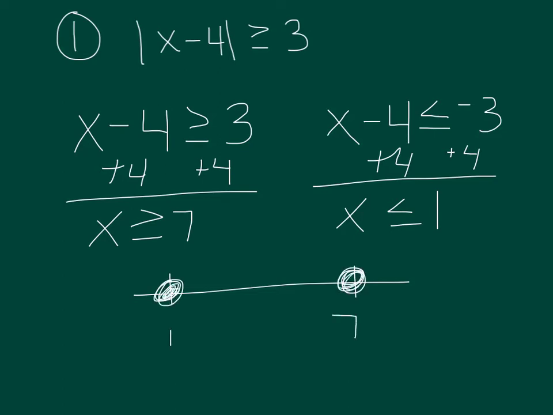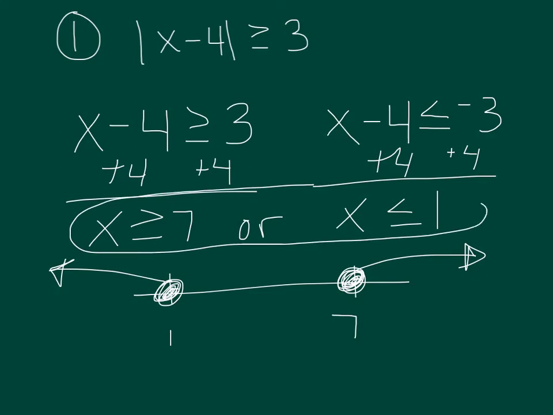You're going to graph it the exact same way we graphed our compound inequalities. So x is greater than or equal to 7, and x is less than or equal to 1. If you notice your arrows, they're going opposite directions. So this is actually an or statement. Notice I went back and put the word or in between there so that I could complete my answer.